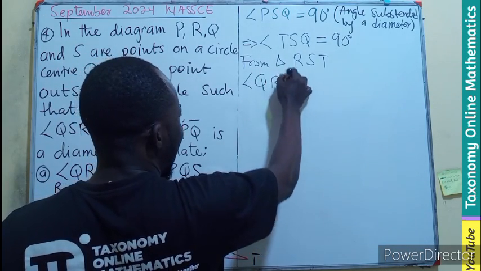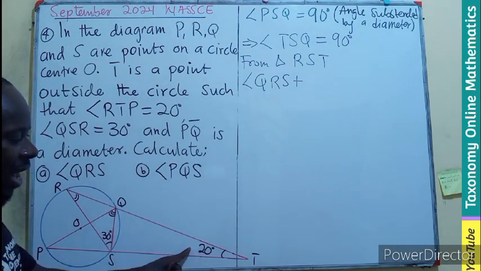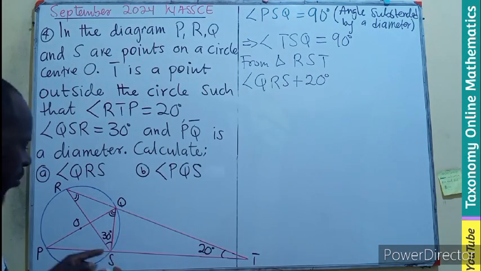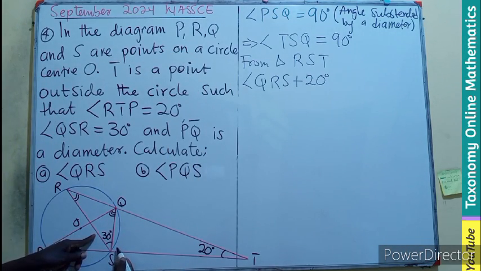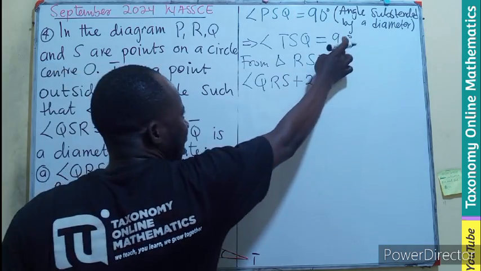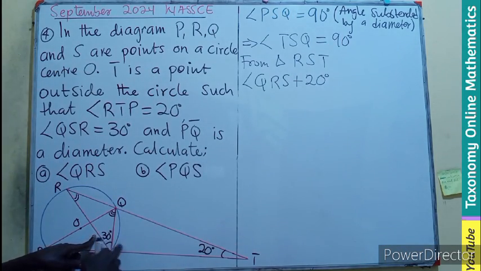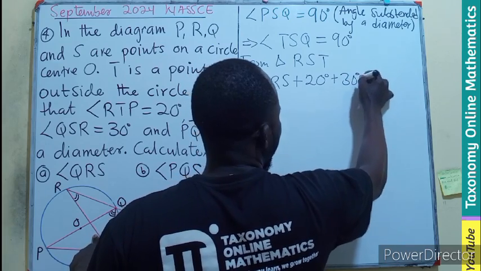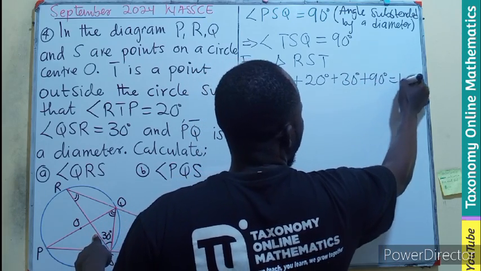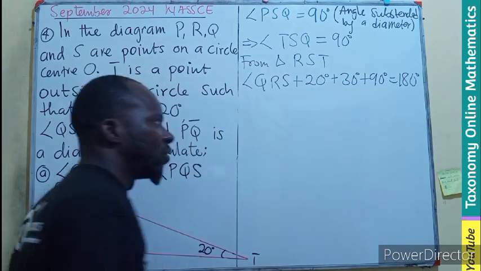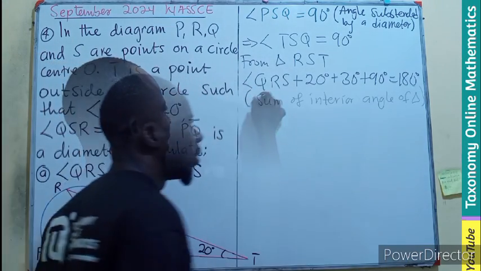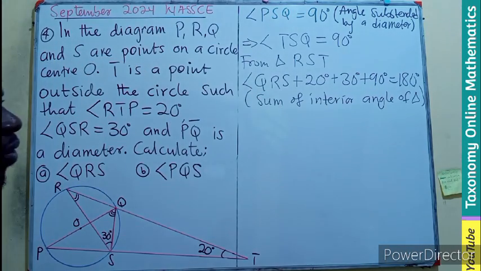QRS plus this very angle in the corner, which is 20 degrees, plus the angle 30, plus the 90. You have me there? This angle is 90, this is 30. So I'll be having 30 degrees, 90 degrees, and that will give rise to 180 degrees. The property is the sum of the interior angles of a triangle.